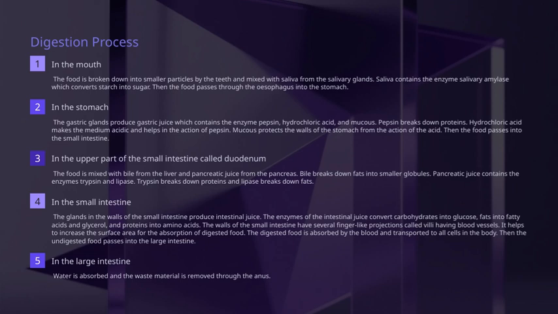Now, moving on to the small intestine, the glands in its walls produce intestinal juice. This juice contains enzymes that are crucial for digestion.